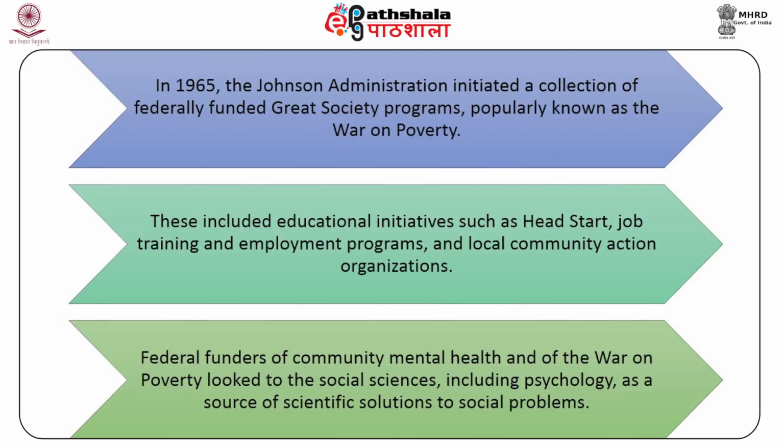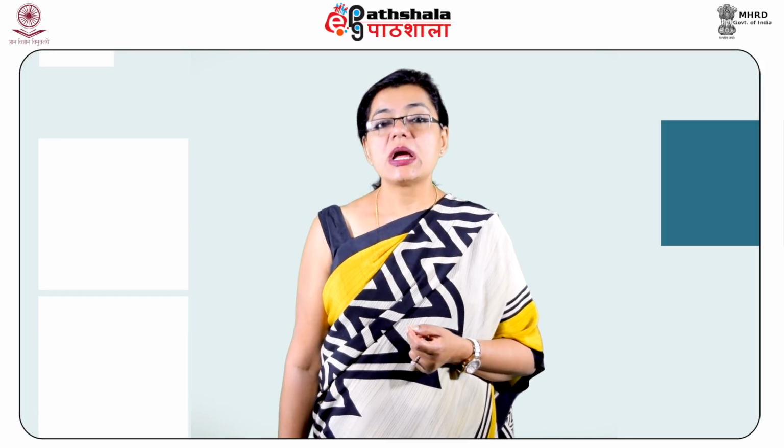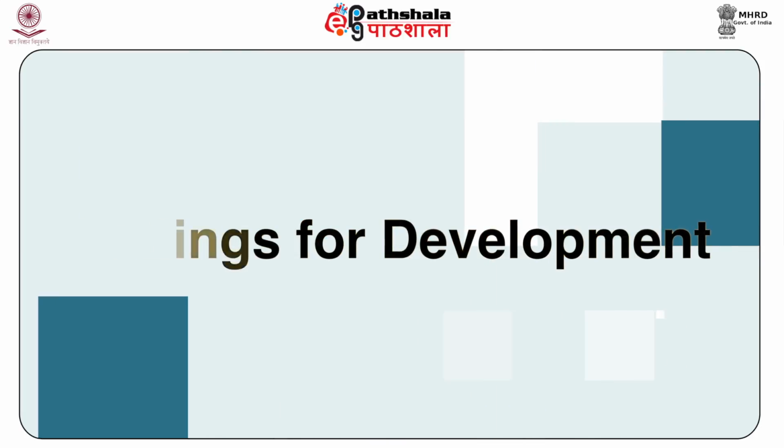These included educational initiatives such as Head Start, job training and employment programs, and local community action organizations. Federal funders of community mental health and of the War on Poverty looked to the social sciences, including psychology, as a source of scientific solutions to social problems. Now, this attitude grew out of a faith in science and technology based on experiences of World War II and the Cold War, gaining clearest expression in the space program. That faith has since been replaced by a more sober sense of the real but limited utility of social science for social change.